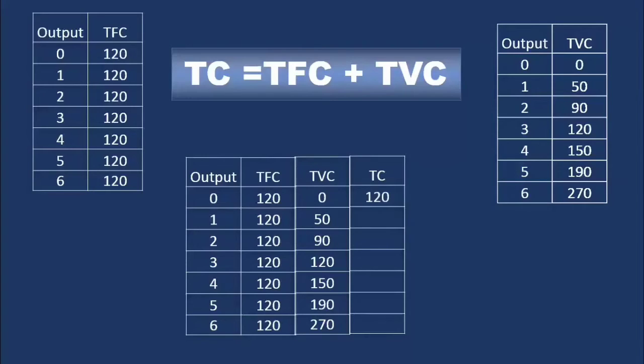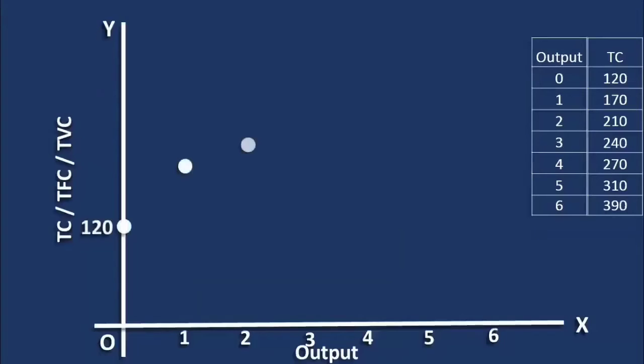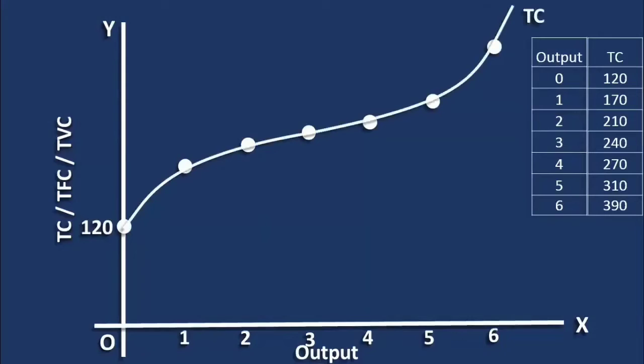So total cost is a combination of total fixed cost and total variable cost. By adding, we get 120 plus 0 is 120, and 120 plus 50 is 170. Similarly, 120 plus 90 is 210, 120 plus 120 is 240, and 120 plus 150 is 270. This way we get a total cost schedule. Now we'll take the output and TC and plot the values of total cost in the diagram. And when we join the points, we get the total cost curve.